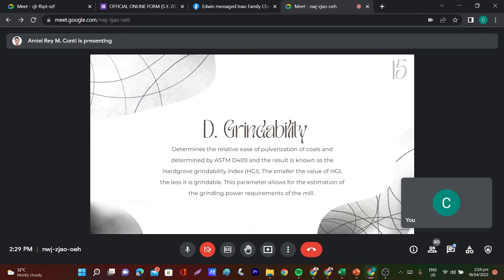So, yung grindability test po is a procedure that evaluates the resistance of a metal to a ball milling. Yung ball milling naman po is a grinding method that grinds nanotube into extremely fine powders.